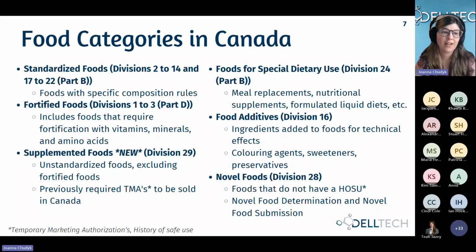The next food category we're going to discuss is fortified foods, which include foods that either voluntarily can be fortified or are required to be fortified with nutrients such as vitamins, minerals, and amino acids. And these are separate from supplemented foods, which we're going to get into next.